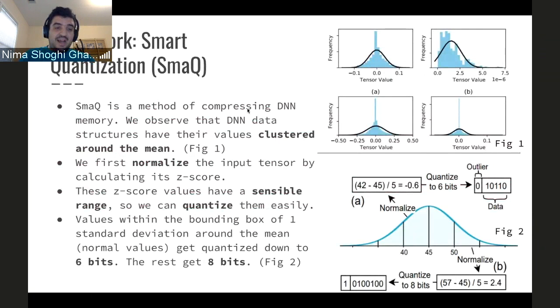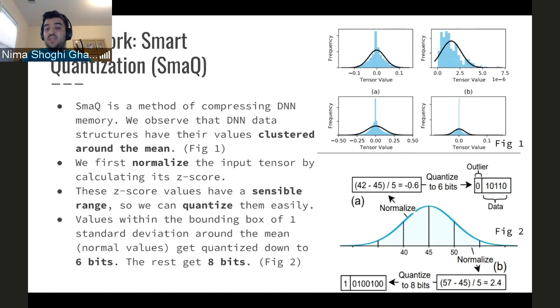Now the final piece of background is just my prior work. I worked on a method called smart quantization, where we observed, and you can see in this first figure, that a lot of these different data structures, if you actually look at their distributions, are very normal in nature. They're clustered around the mean. So we came up with a compression method where we first normalize these inputs into their z-score values. As you can see, this is the first step in the normalization. Then the z-score values, if they're normal, have to be between -3 and 3, for example.